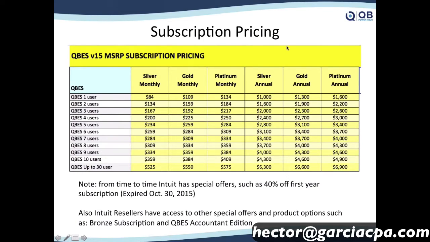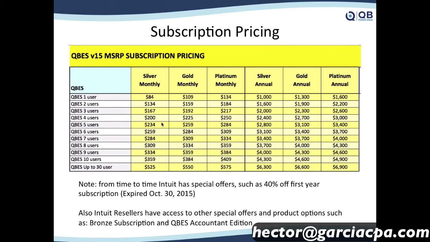And just to give you an idea, so if you have a 5-user QuickBooks Enterprise Platinum client, so this is a client that is going to have 5 simultaneous users, and they're going to want to have advanced inventory. The retail price for that is $3,400 per year. And then Intuit gives you a payment plan per month, so you can actually pay $284 per month.